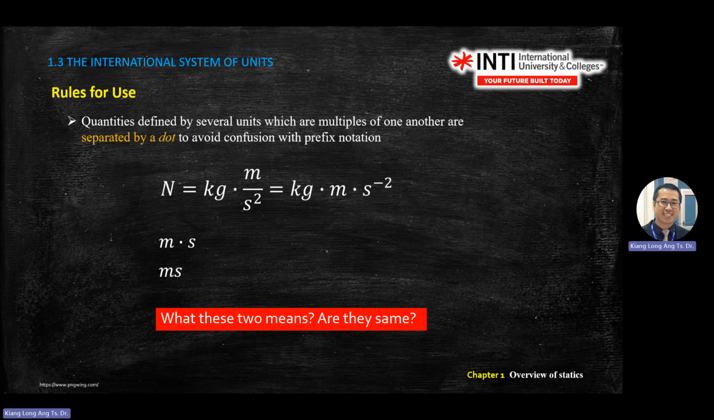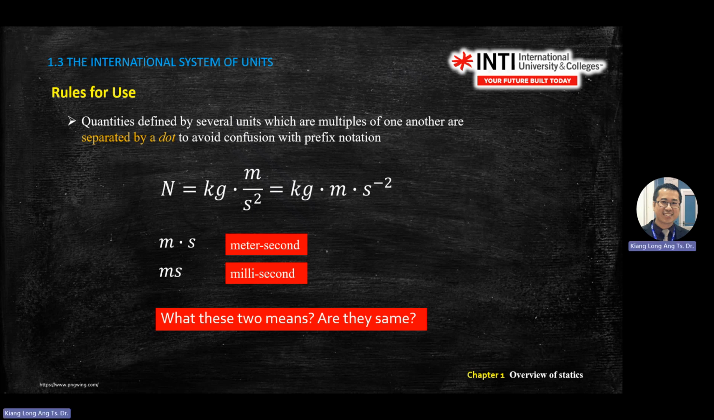Of course, in earlier stages of statics, we will stress about dot. But as you go deeper and deeper, when you go to engineering dynamics, we no longer use dot lah. There is a dot there, but we try to skip the notation of dot. But there is a difference between m dot s and ms. They look the same, but they're not the same. Okay, what does it mean? The first one, if you use a dot, it means meter second. If you use ms, it means millisecond.